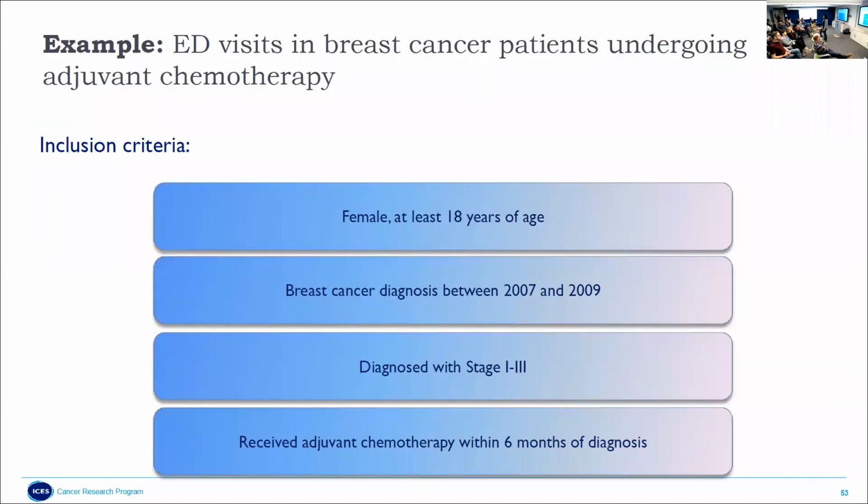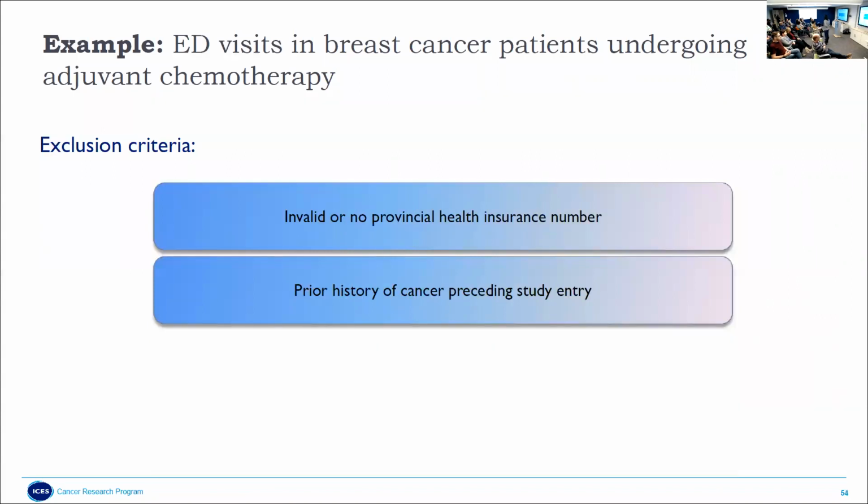All right, inclusion criteria. Just very briefly, here are some of them. You have to be female, of course, and at least 18 years of age. They're diagnosed between 2007 and 2009, since this initiative started in 2007. They're diagnosed with stage 1 to 3 cancer, and they received adjuvant chemotherapy within 6 months of diagnosis. They were excluded if they didn't have a valid ORF number, and if they had a history of cancer preceding the actual study entry, because they had multiple cancers before that.